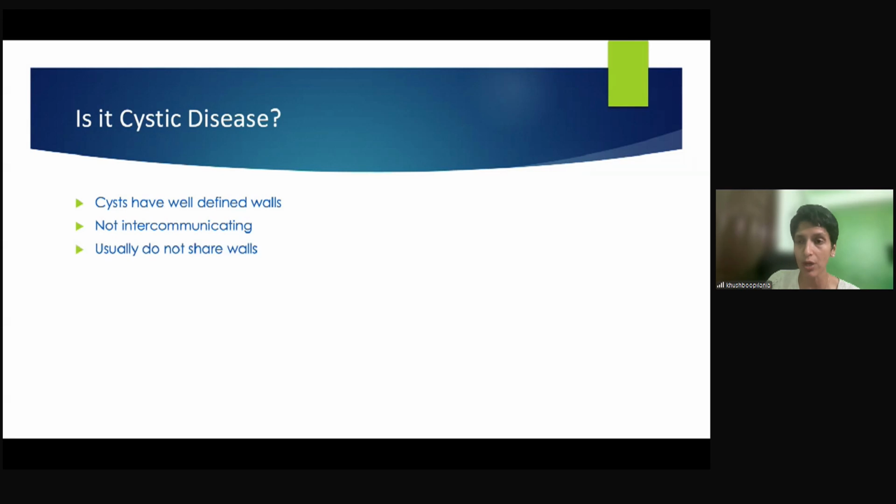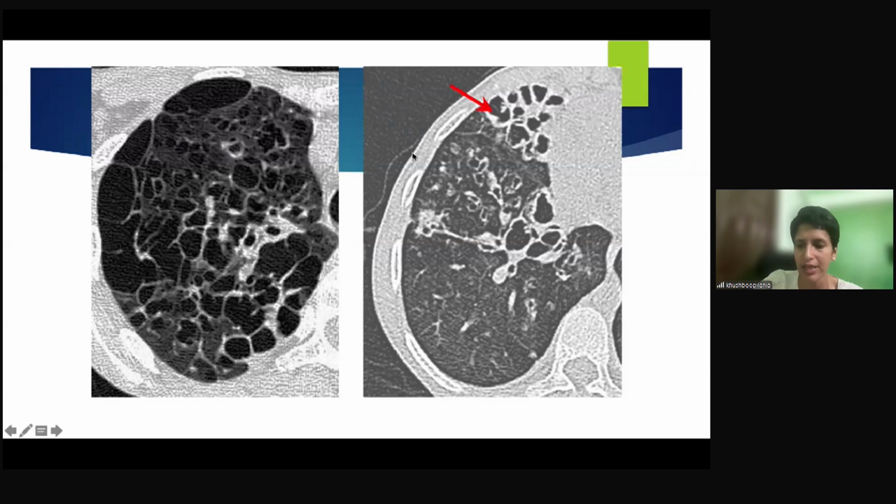They usually do not share walls, and they can be subpleural but also random. So this is when you start calling something cystic disease. Again, I'm stressing that there are a lot of pathologies like honeycomb cysts and bronchiectasis, they all present with holes in the lungs. Not all holes are cysts, and hence not all holes represent cystic interstitial lung disease. So we'll try to look at them one at a time.